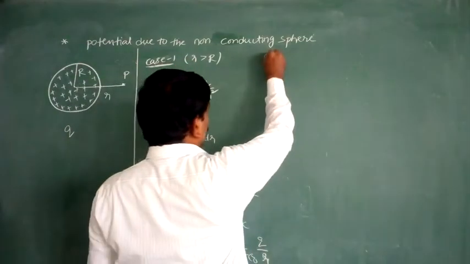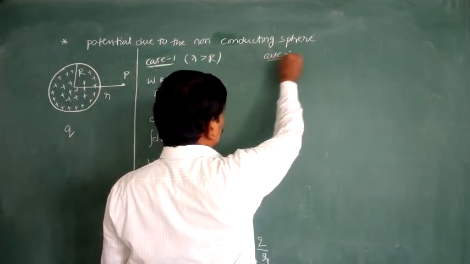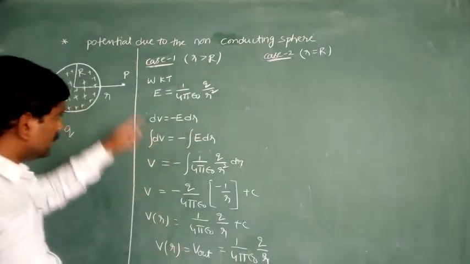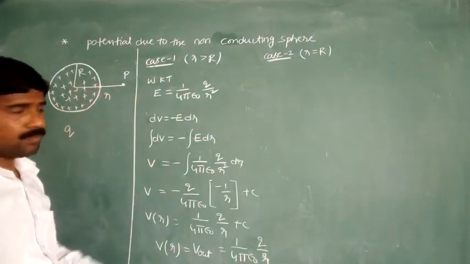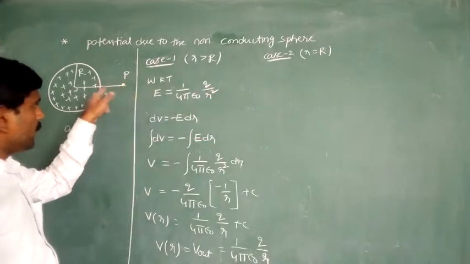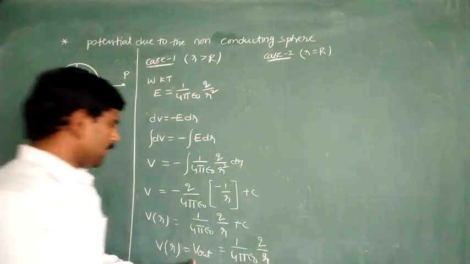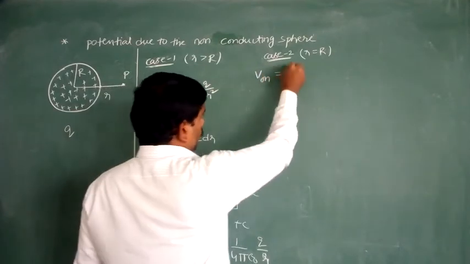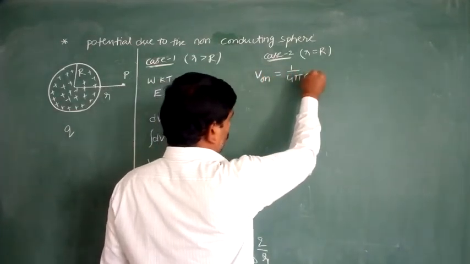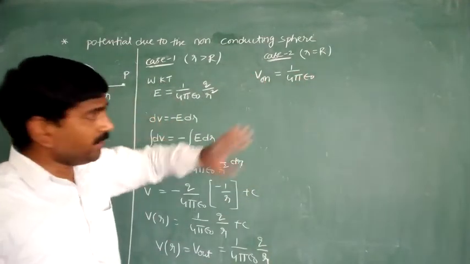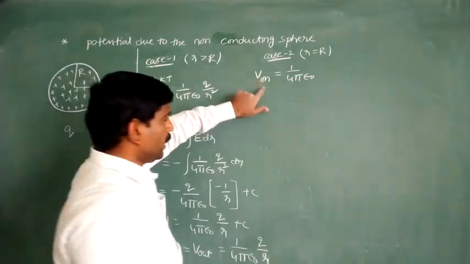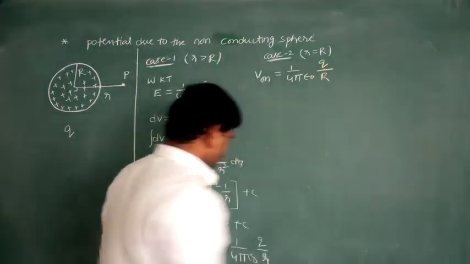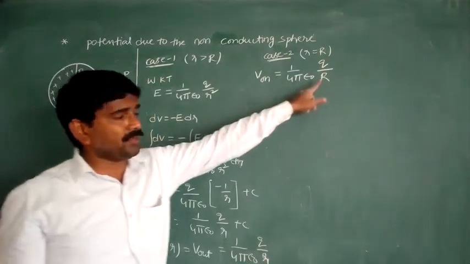Second one, case 2. Here small r is equal to capital R, which means this point is on the surface. That point, the P point, is on the surface of the sphere. Then the electric potential, not electric field intensity, electric potential is equal to 1 by 4 pi epsilon naught into Q by capital R. Here small r is replaced with capital R. Why?